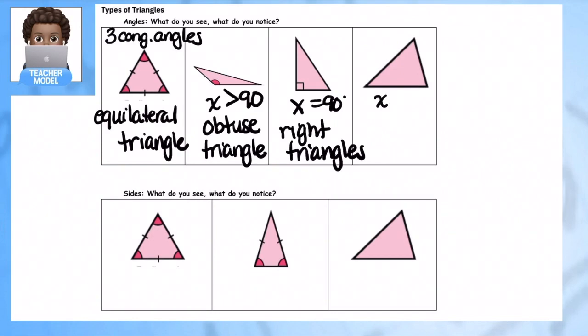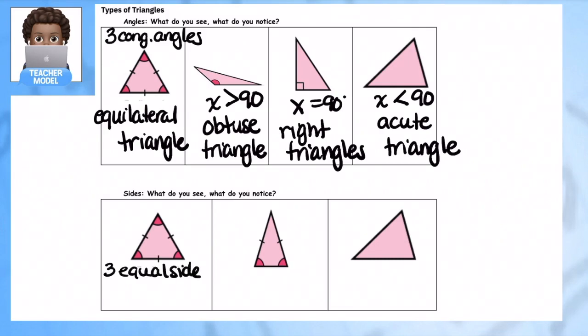And if your triangle has 3 angles that are less than 90 degrees, these are acute angles. So this is an acute triangle. Now the second set of names it can have are based on its sides. So if it has 3 equal sides, it's still an equilateral triangle.